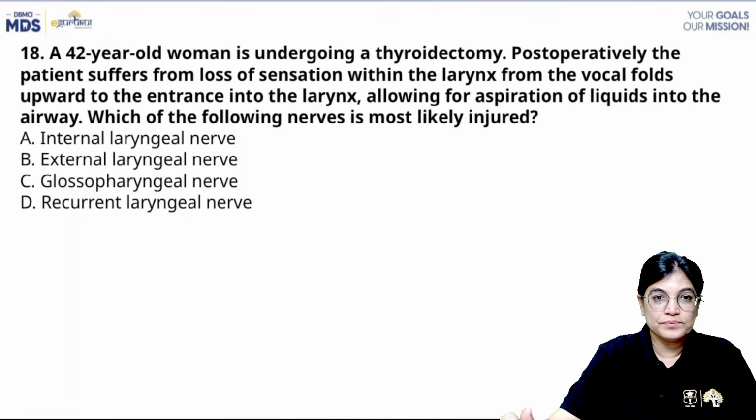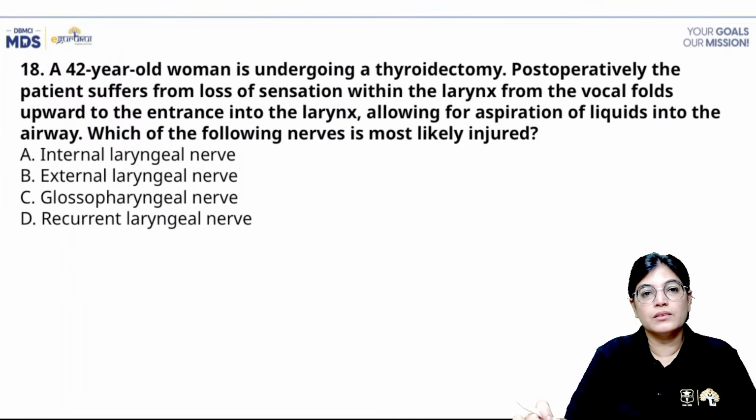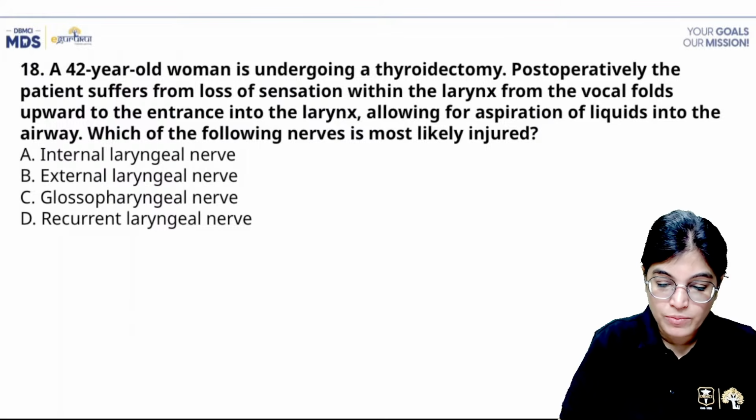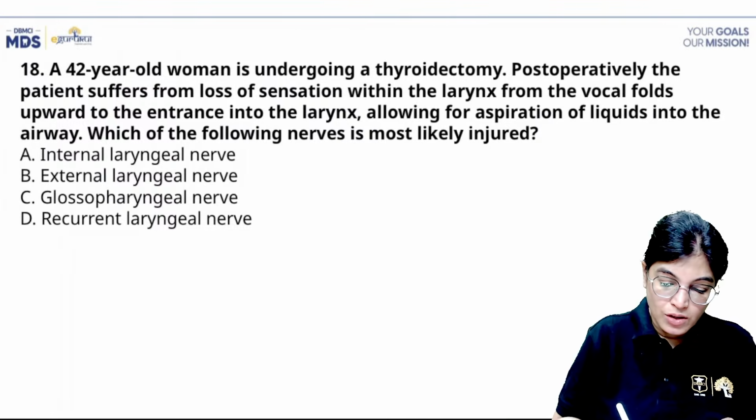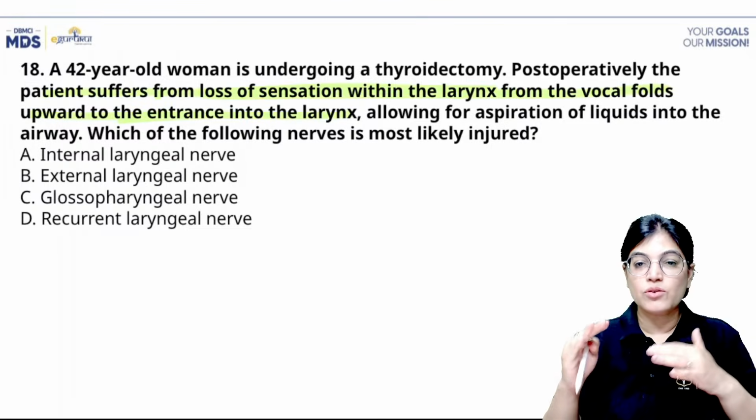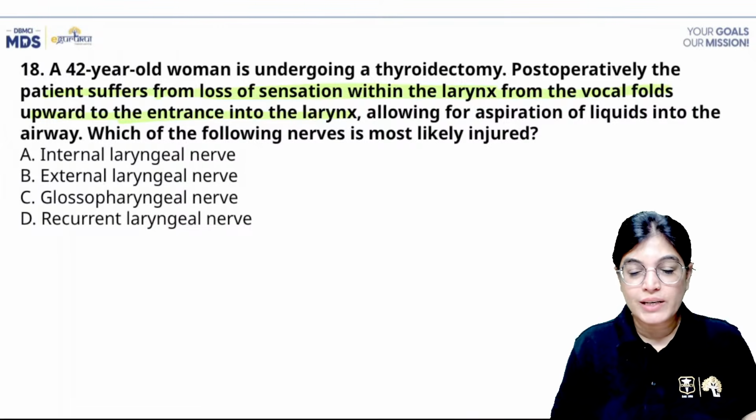Question number 18. A 42-year-old woman is undergoing thyroidectomy. Postoperatively, the patient suffers from loss of sensation within the larynx from the vocal cord upward to the entrance of the larynx, allowing for aspiration of liquid into the airways. Which is the nerve which is injured in this case? The most important point which has to be highlighted here is that the loss of sensation is within the larynx from the vocal fold upward to the entrance of the larynx. So exactly the upper part of the laryngeal cavity is involved.